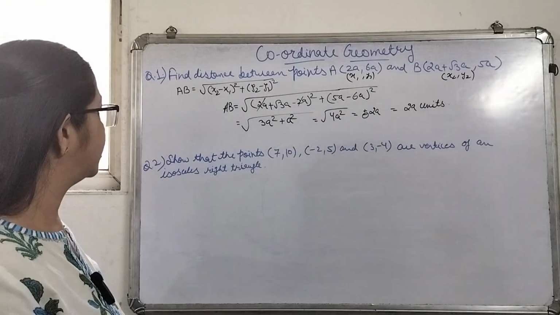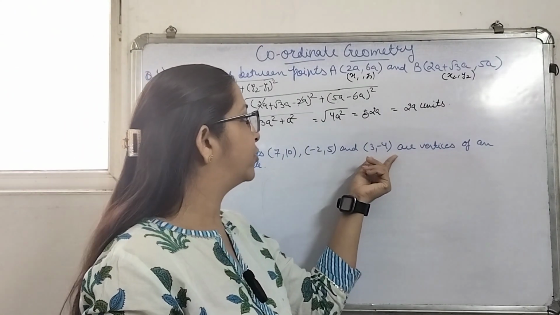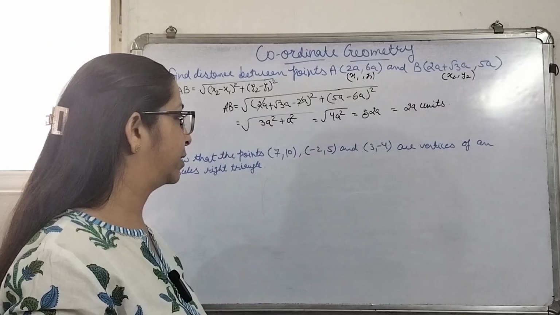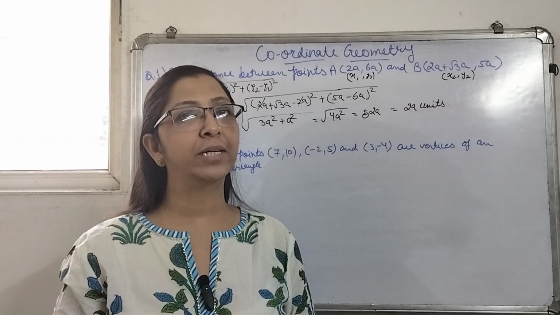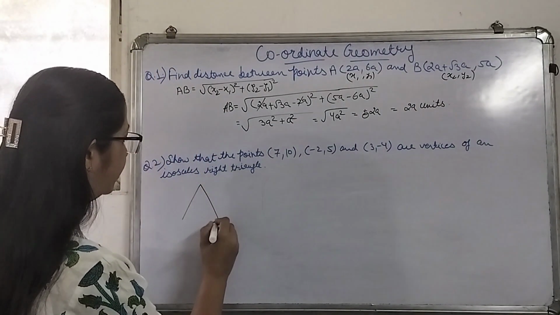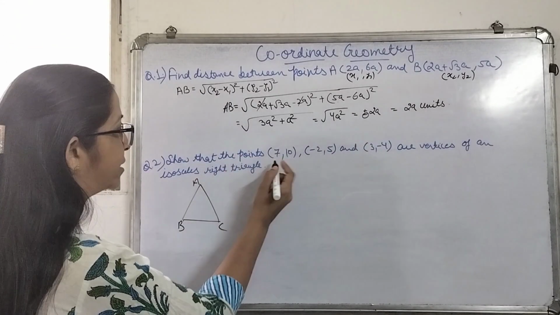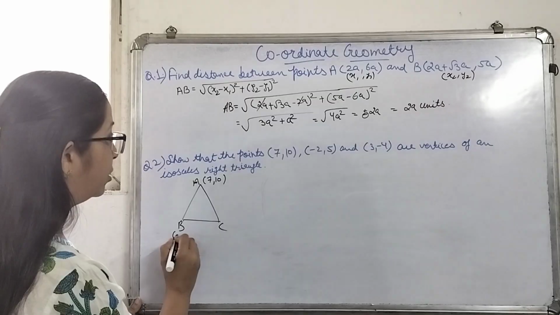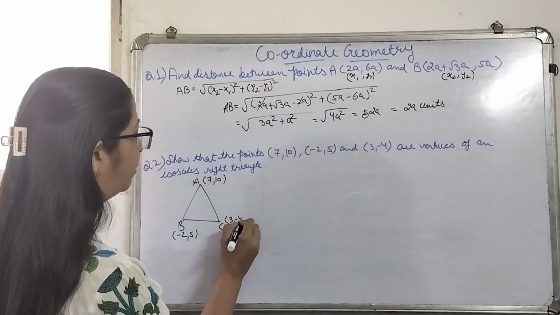Now the second question is: show that the points (7, 10), (minus 2, 5) and (3, minus 4) are vertices of an isosceles right triangle. We know that a triangle is isosceles if any two sides of the given triangle are equal. Suppose this is a triangle, this is A, this is B, and this is C. The vertices of A are 7, 10. Vertices of B are minus 2, 5, and C is 3, minus 4.